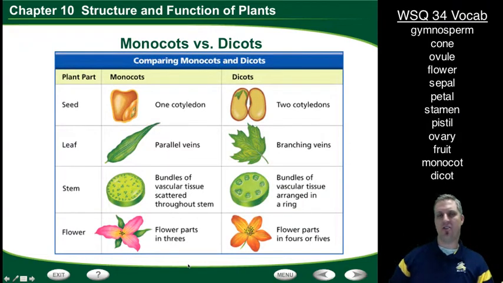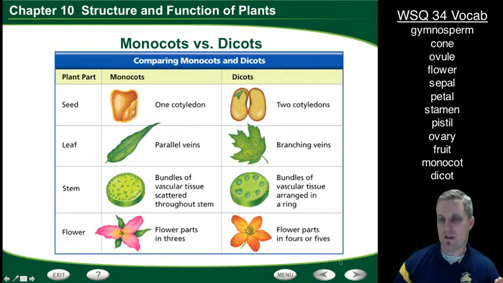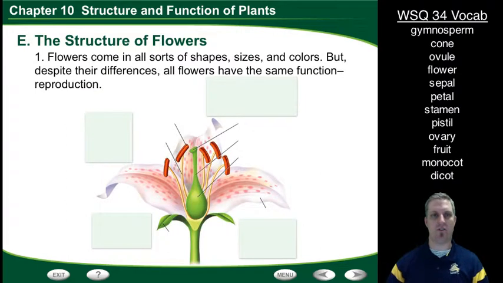Here's just a quick comparison chart that helps you. As you look at the seed, the seed of a monocot has a single cotyledon, 1. The seed of a dicot has 2 cotyledons, which would be 2 seed leaves. The leaf itself, parallel versus branching. This would be a branching venation. The stem, you can see that the bundles are scattered throughout the stem, whereas in a dicot, they're arranged in a particular ring around that stem. In the flower, you have parts in multiples of 3 for the monocot, and you have multiples of 4 or 5 for the dicot. So that's the difference between monocot and dicot.